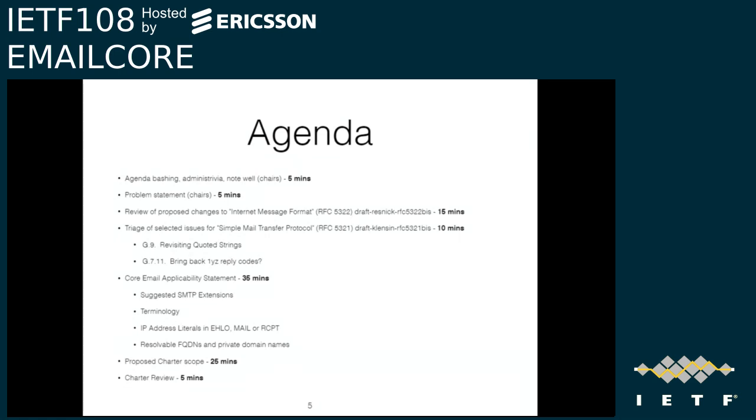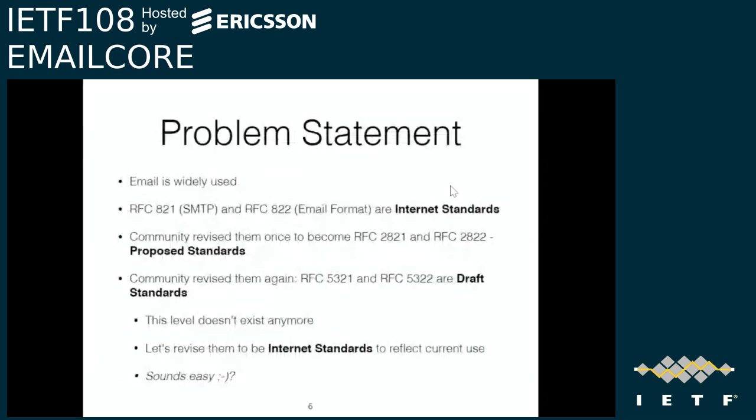Let's start with the BOF itself then. Problem statement. So we all use email. It's widely used. We had RFC 821 and 822, which are the best well-known, and they're internet standards. We revised them once to become 2821 and 2822, ending up as proposed standards. But we, and when I say we here it is the community, revised them again to become 5321 and 5322, and they're draft standards.